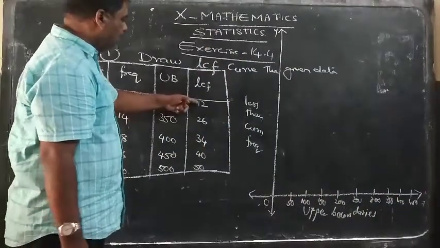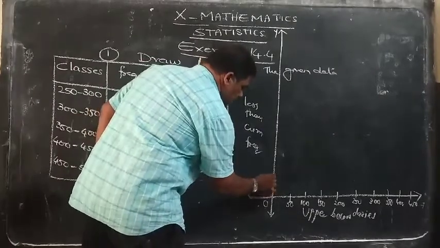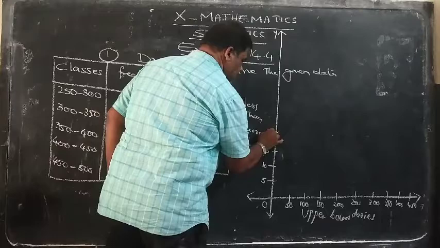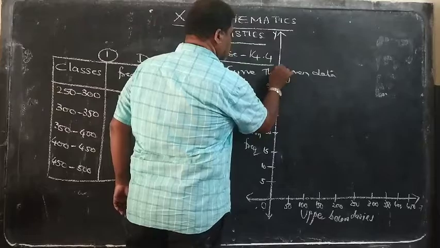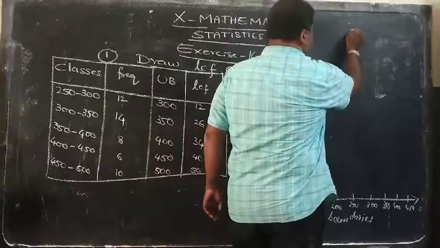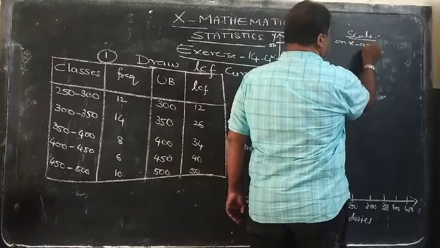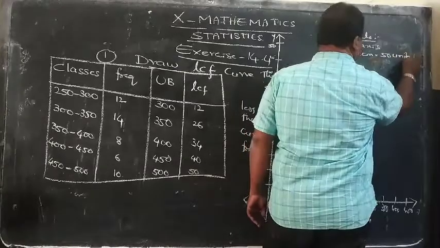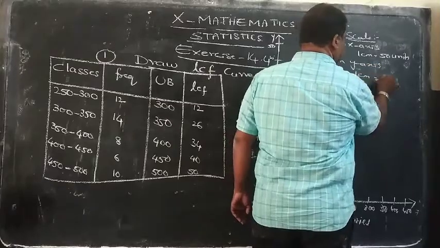Now here the less than cumulative frequencies are 12, 26, and the highest is 50. Let us take on the y-axis 1 centimeter equal to 5 units. So let us write the scale here. On the x-axis, 1 centimeter is 50 units. On the y-axis, 1 centimeter is equal to 5 units.